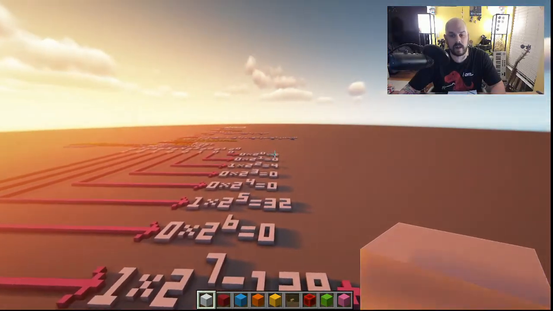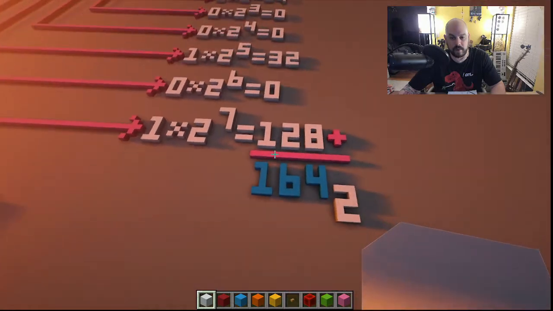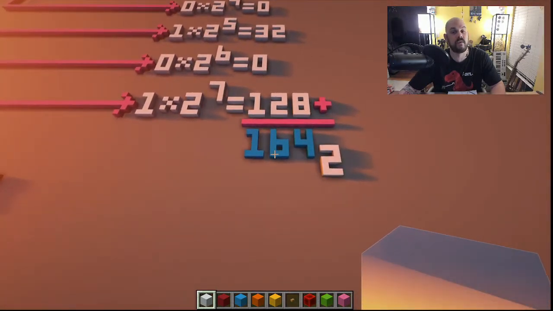And that all added together, starting from the least significant bit all the way to the most significant bit, gets you 164.